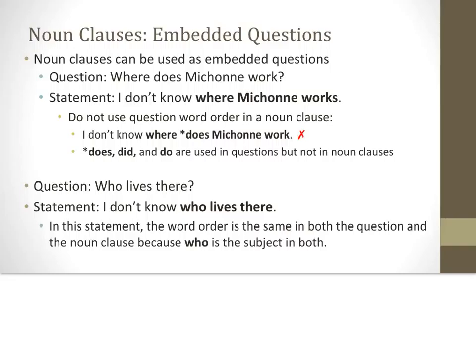Keep in mind that when noun clauses act as embedded questions in a statement, the word order is the same as a sentence: subject, verb, object. When we take the question, who lives there, and embed it into a statement, we can keep the word order the same because it has the subject first, who, the verb second, lives, and the complete thought at the end.